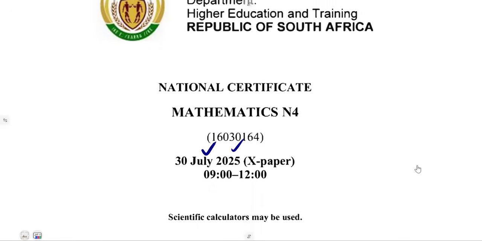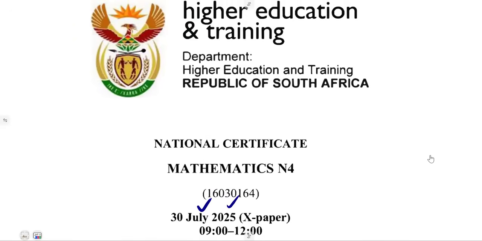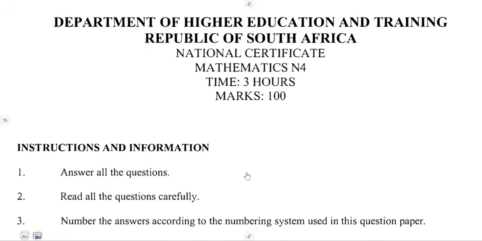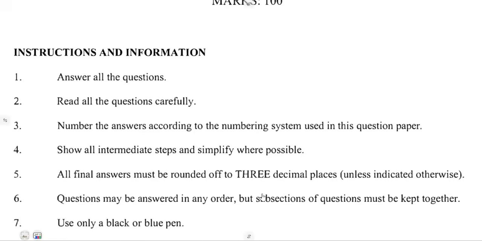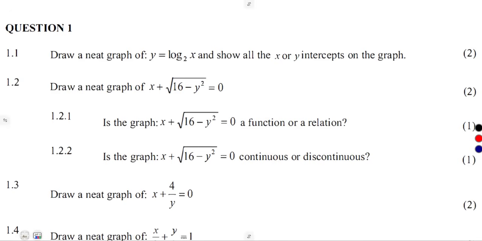So make sure, guys, as an individual, you have all the basics of the topics, okay? Because this is a revision, we are not going to dwell much. We are going straight to the point as we have done the introductions for these topics. So we have our instructions. Make sure that you go through each and every part of your instructions, especially your answers to three decimal places unless indicated otherwise. And we are given question number one.